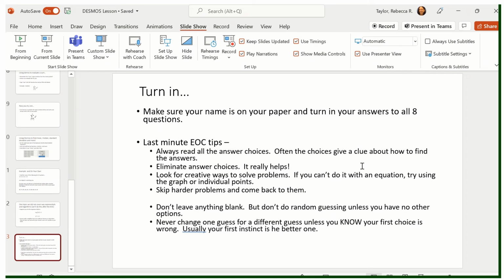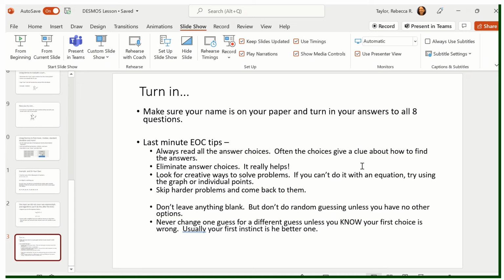Look for creative ways to solve problems. If you can't do it with an equation, try using the graph. Try to see what the solution is by graphing it, or individual points. So you know that for some of that inverse stuff that I'm bad at reflecting graphs, I would do the point and then flip the X and the Y, and I would just do it with the point. And then, so be creative. If you can't figure it out one way, remember that there's often another way that you can look at the problem, and you guys know more than I think sometimes you feel like you know.